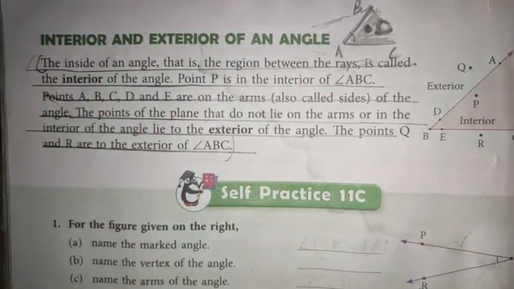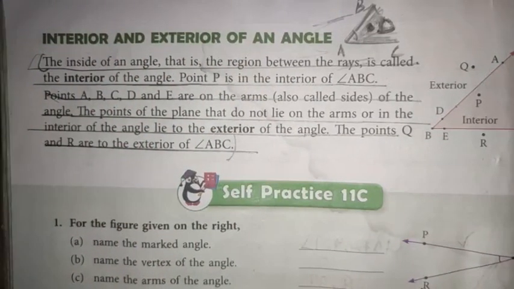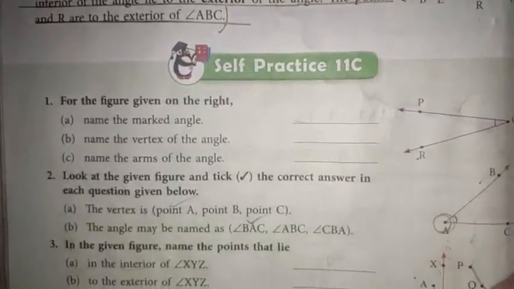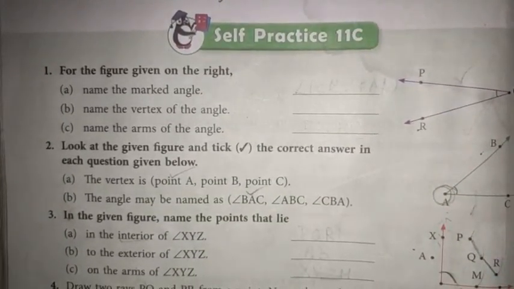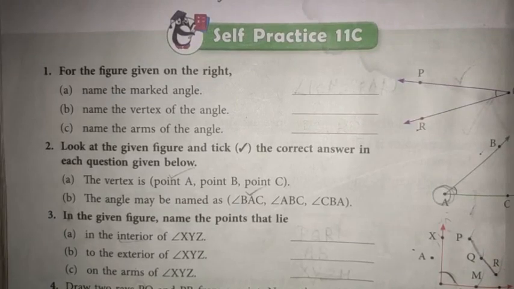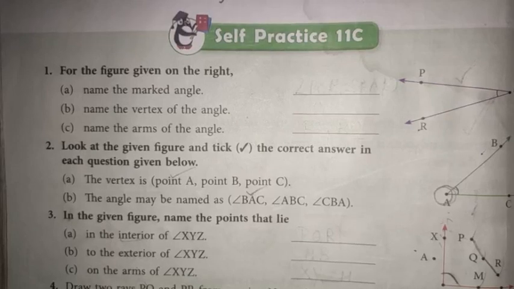All right, so now we will be doing self practice 11C today. Now I hope you have understood the concept of an angle properly. What is a vertex, how is an angle formed, where is an arm located. So now we will be solving self practice 11C.